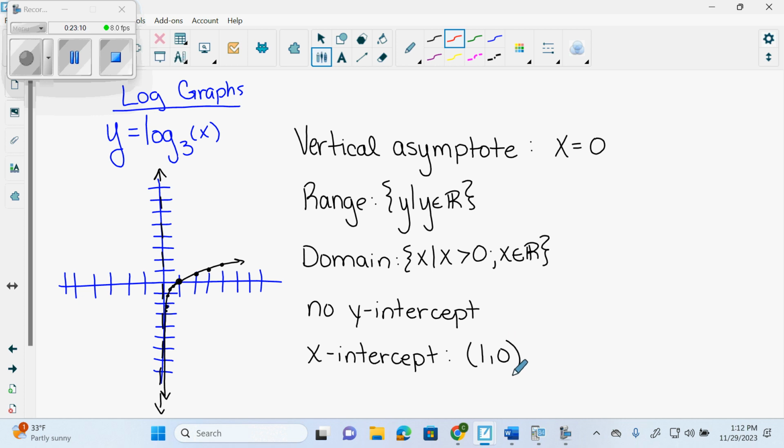Now, if I actually do y equals log base 1/3 of x, it'll make it decrease. Remember, if b is greater than 1 on an exponential, it increases. If b is greater than 1 on a log, it increases. If b is between 0 and 1 on an exponential, it decreases. If b is between 0 and 1 on a log, it decreases. So if this was a third, it would decrease. Also, if it has a negative in front of the log, it decreases.